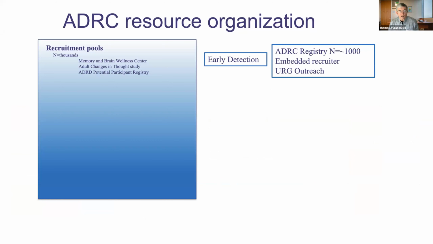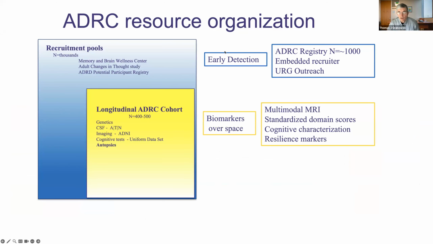And our resources, you've probably seen our so-called square diagram, which describes how we organize the resources in the center. There's a large potential population that we recruit from. So the Memory and Brain Wellness Center at Harborview, the ACT study, a potential participant registry that we maintain, and the focus there is on early detection and identifying people that we would like to prioritize for bringing into a deeper and standardized characterization in the clinical core.